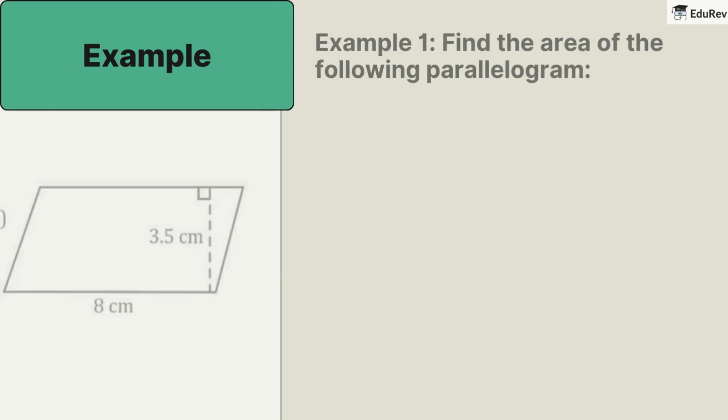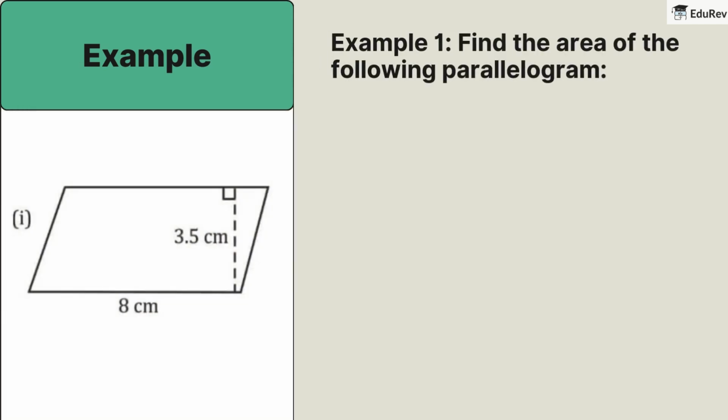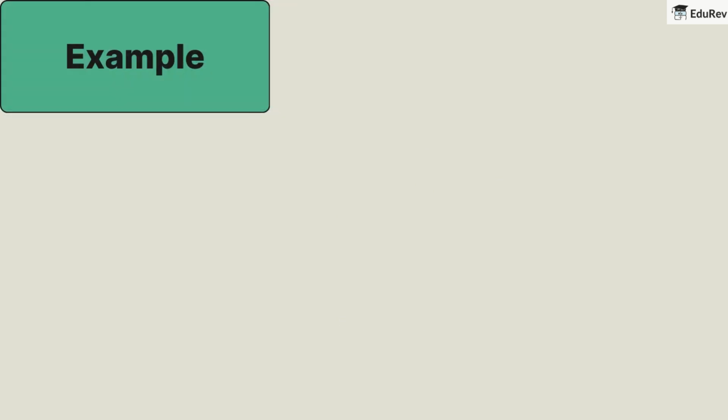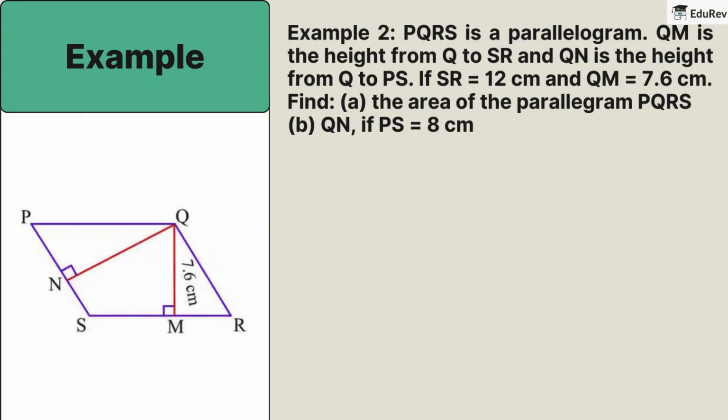For example, if we want to find the area of a parallelogram with a base of 8 cm and a height of 3.5 cm, the area calculation would look like this. Area of parallelogram is equal to base multiplied by height is equal to 8 cm multiplied by 3.5 cm equals 28 square centimeters.